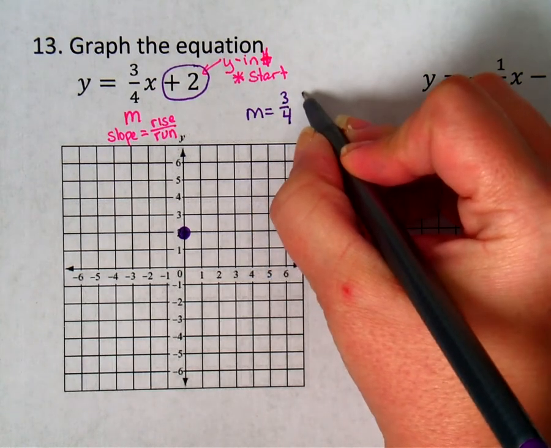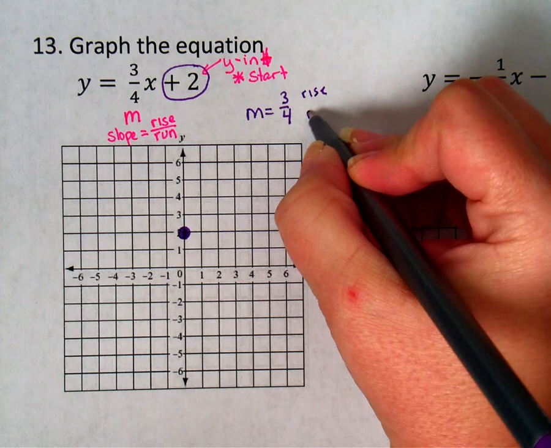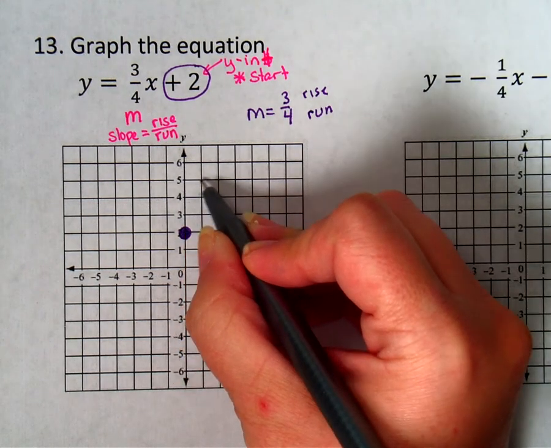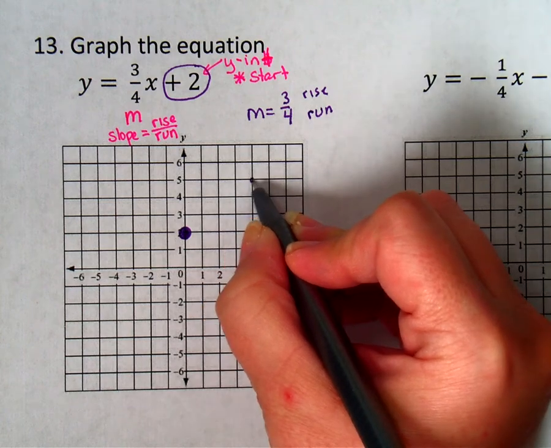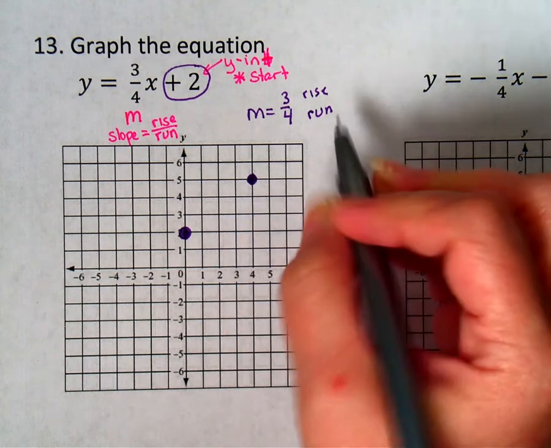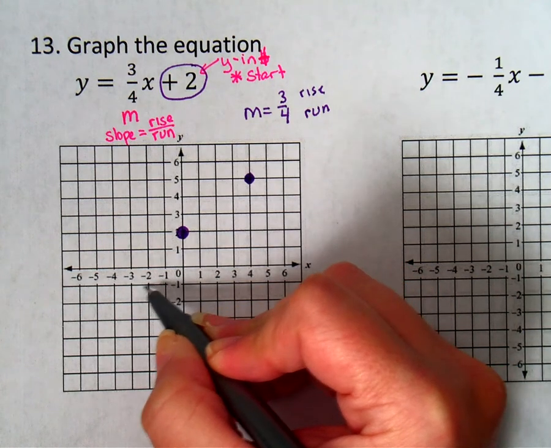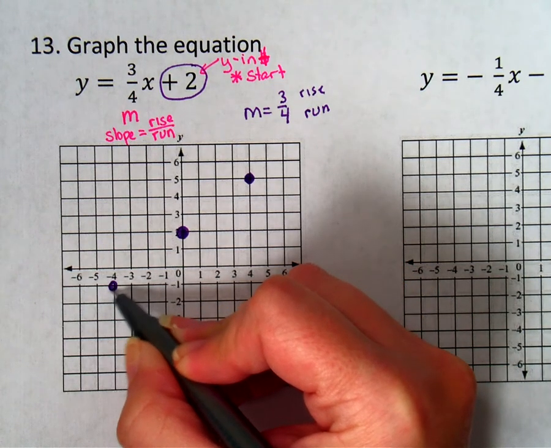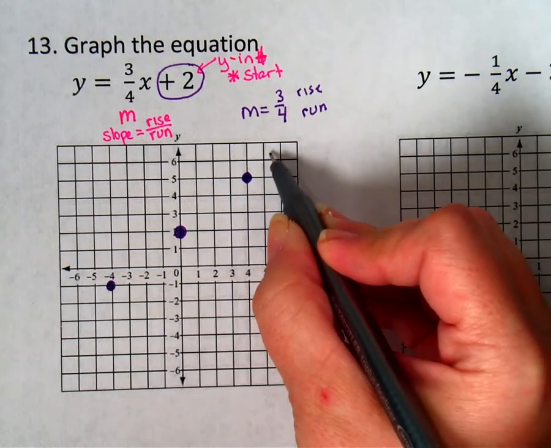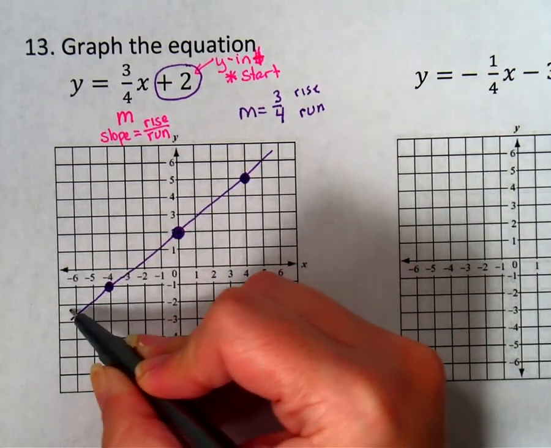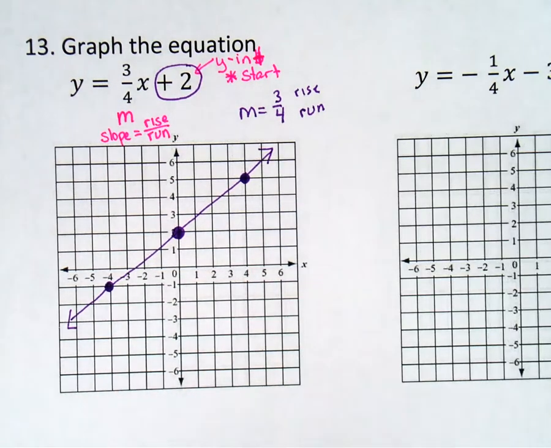So that means I'm going to rise 3 and I'm going to run 4. So from this point I'm going to rise 3 and I'm going to run 4. And I can do them both backwards. I could rise a -3 and run a -4. So here is what a sketch of that graph would look like. Okay, let's look at the next one.